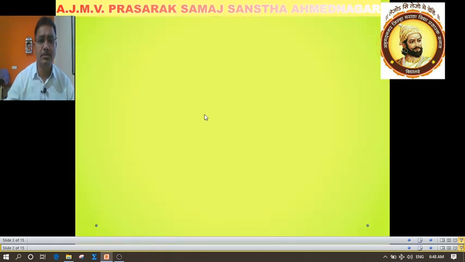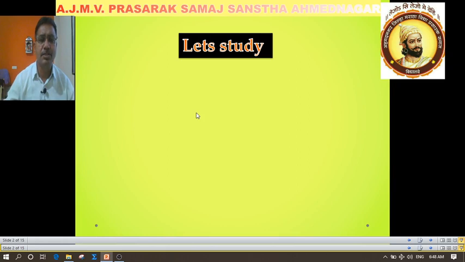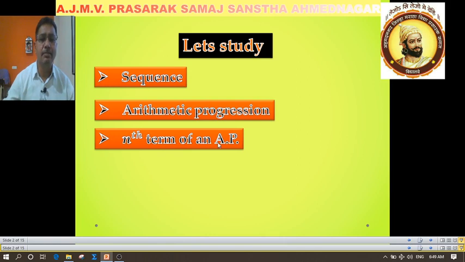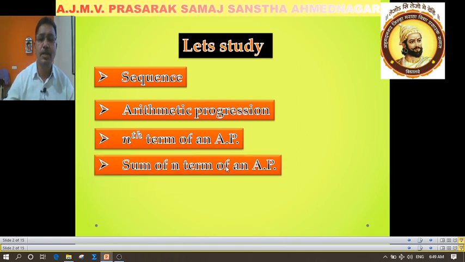Now in this arithmetic progression, let's study sequence, then arithmetic progression, nth term of an arithmetic progression, and sum of n terms of an arithmetic progression. Now see, sequence and arithmetic progression are new topics for the students. Now let's take one by one. First consider sequence.